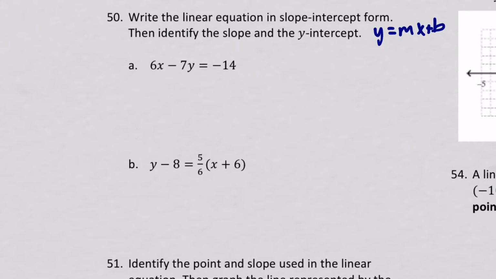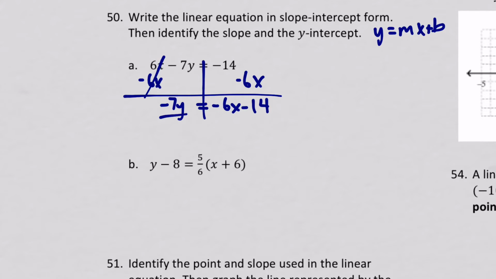Let's start with A. A is in standard form, and what I want to do is isolate the y. You want the y to be by itself. So the first thing I'm going to do is get rid of the 6x right there. So I'm going to subtract 6x from both sides. These cancel, and that leaves me with -7y. On the right side, do not combine the -14 and the -6x, right? They are not like terms. We call that a rookie mistake. Do not make that mistake. You're going to write them separately.